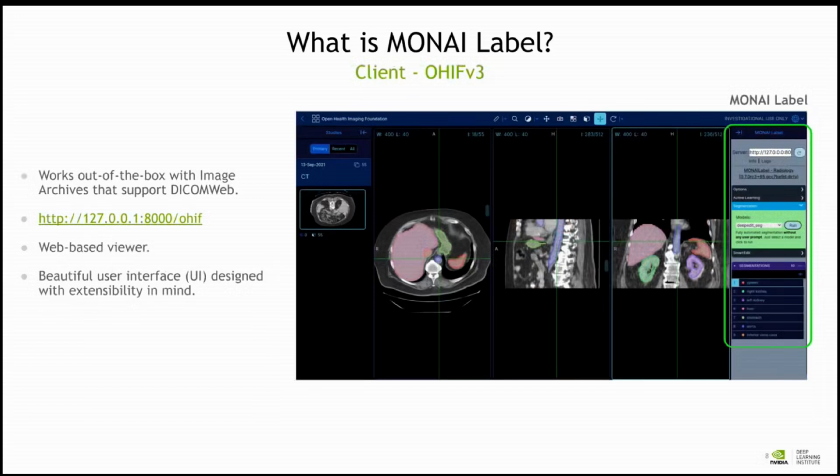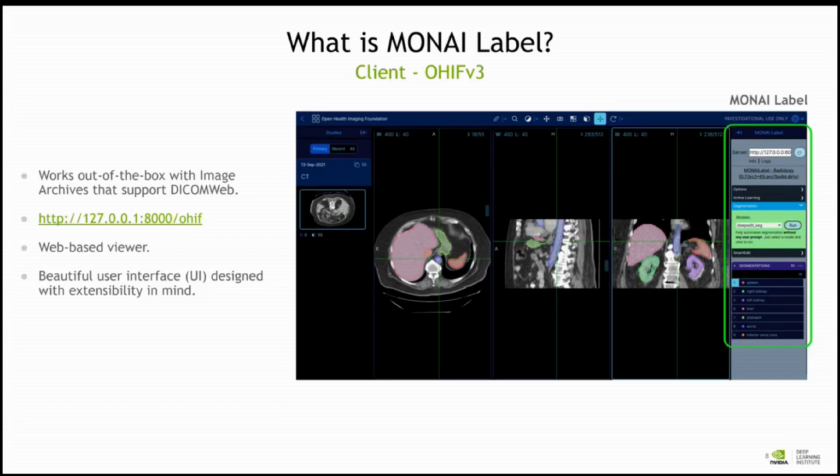The other one is OHIF, completely web-based, so you don't need to install anything. This has to be connected to DICOMweb, so you cannot work on a local datastore when we use MONAI Label. It's a beautiful interface, and we now also have support in MONAI Label for the latest version of OHIF, which is version 3.